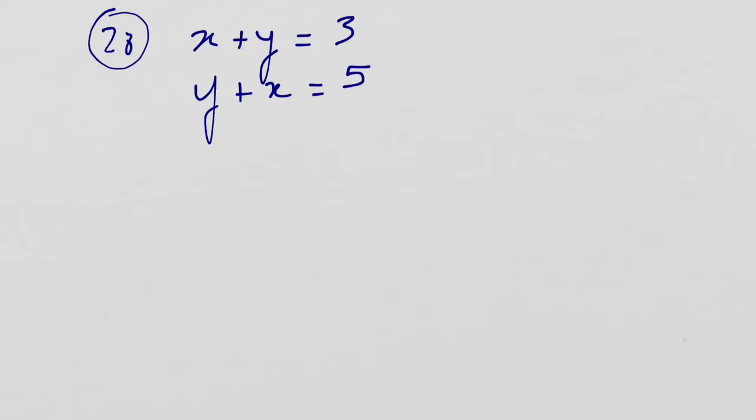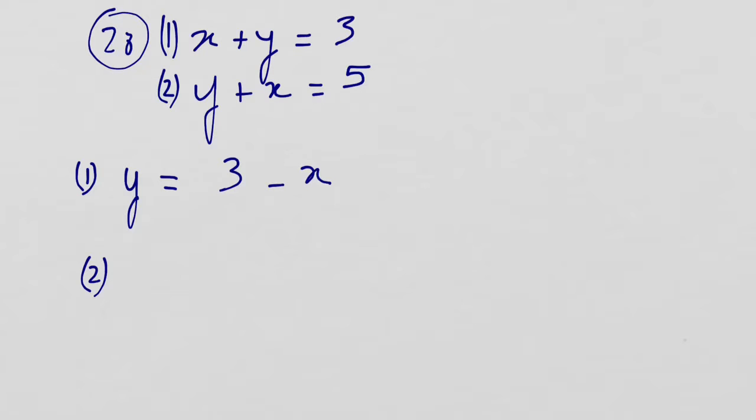What I'm going to do is apply the same philosophy. I'm going to isolate one of the two variables, and because you are so used to manipulating y equals mx plus b, you are going to try to isolate y from equation number 1. So from equation number 1, you isolate y by subtracting x from both sides, and you end up with 3 minus x. Then you are going to substitute this y into equation number 2.